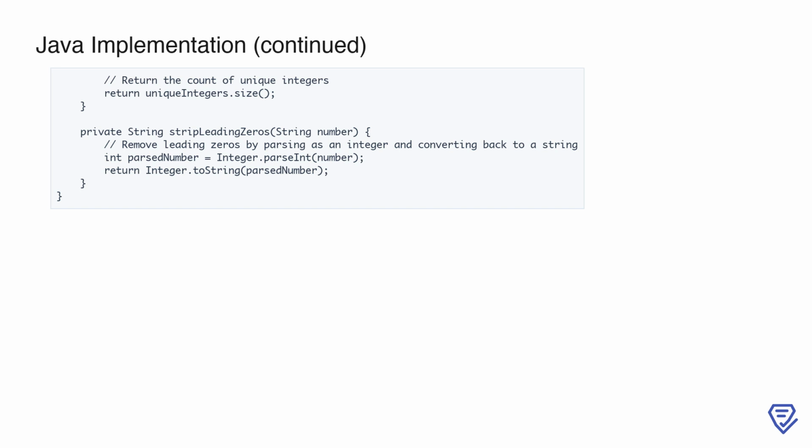To handle leading zeros in numbers, we define a helper method called stripLeadingZeros. This method converts the string representation of a number into an integer, which automatically removes the leading zeros, and then converts it back to a string. This ensures that numbers like 0, 0, 1 and 1 are treated as the same value. The implementation is now complete and efficiently extracts and counts unique integers from the given input.